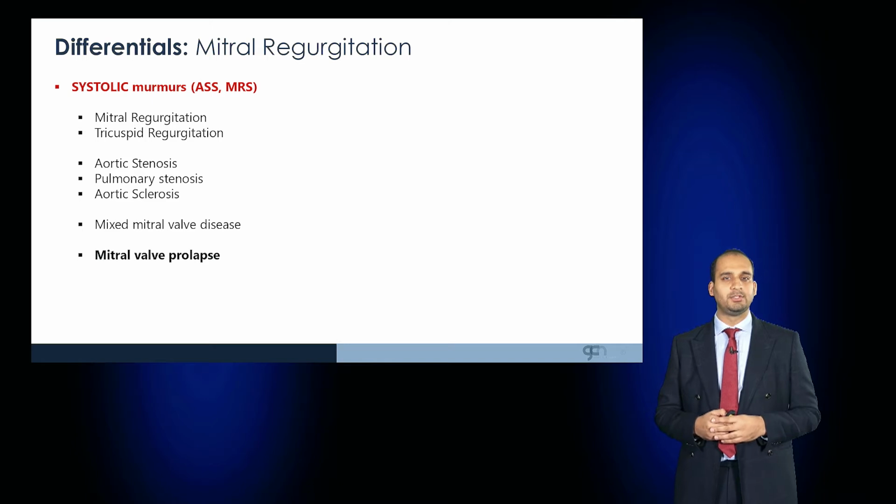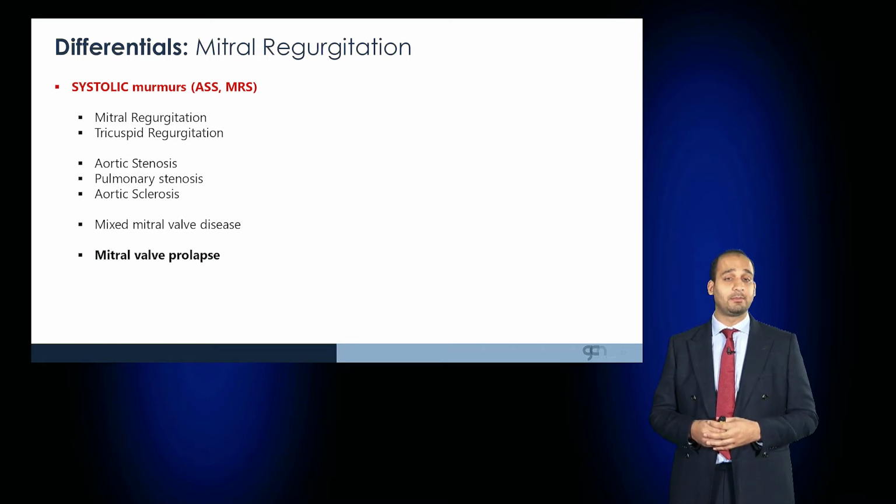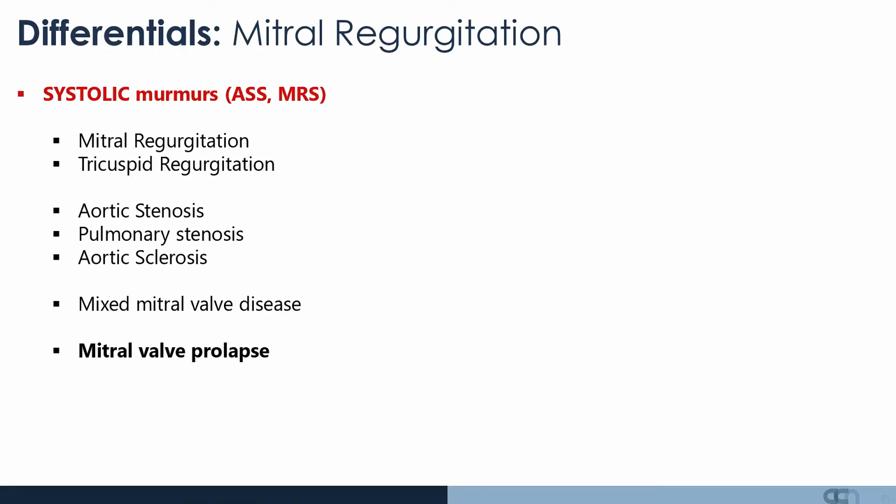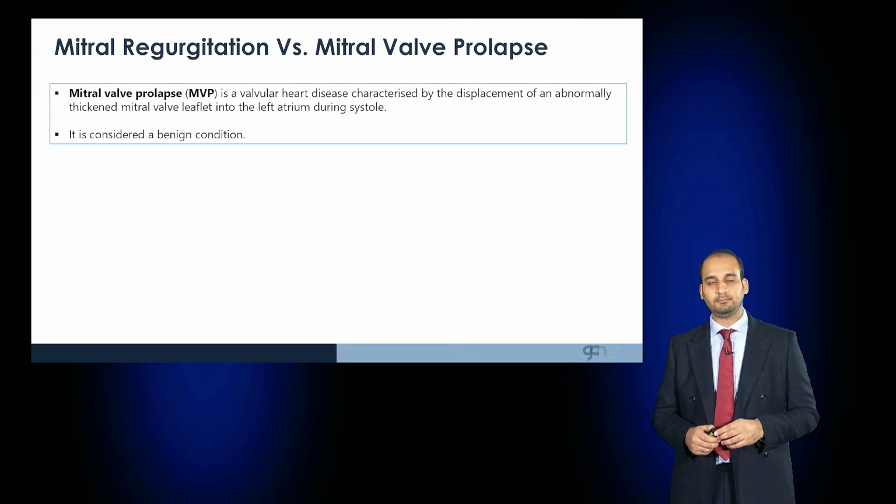So what are the differentials for mitral regurgitation? Given that mitral regurgitation is a systolic murmur, other systolic murmurs include tricuspid regurgitation, aortic and pulmonary stenosis or aortic sclerosis, mixed mitral valve disease, as well as mitral valve prolapse. Now let's take a moment to distinguish mitral regurgitation and mitral valve prolapse.